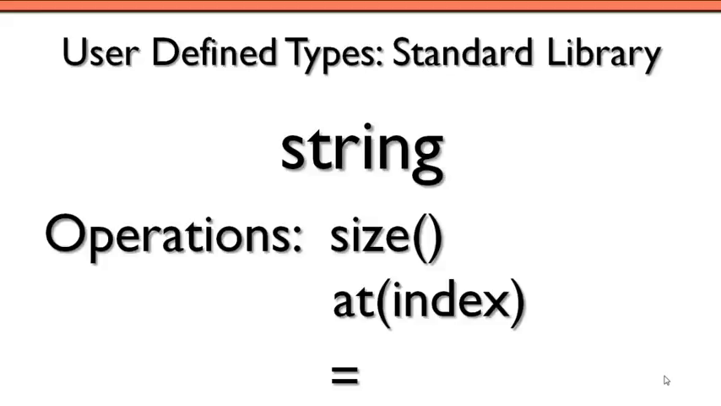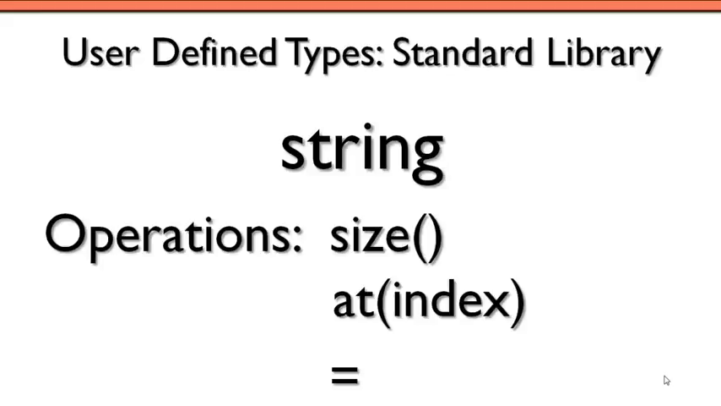So we saw that with the string type, we could perform various operations. We could get the size of a particular string, we could get a character at a particular position, and we could also make use of the assignment operation. So we could assign a particular string value, be it a literal or a variable, to another string variable.